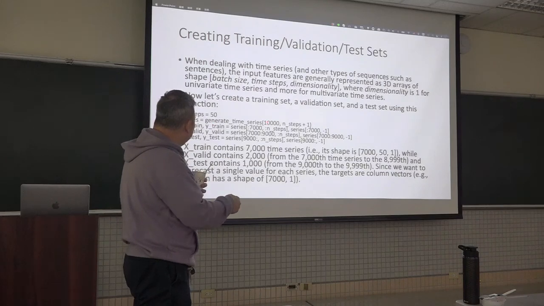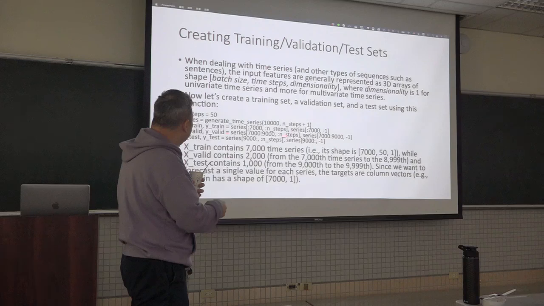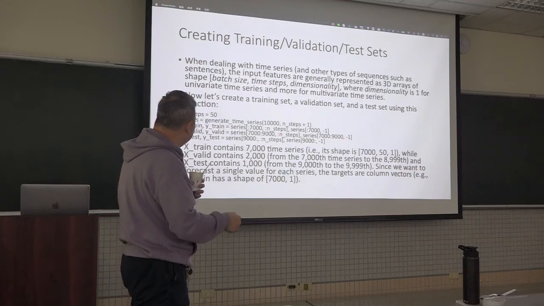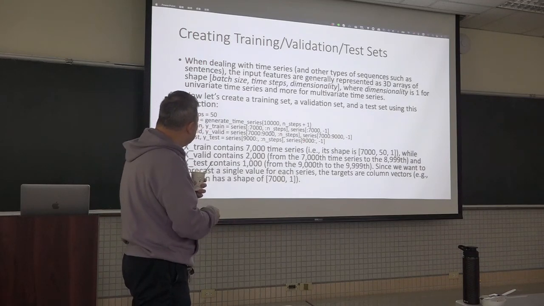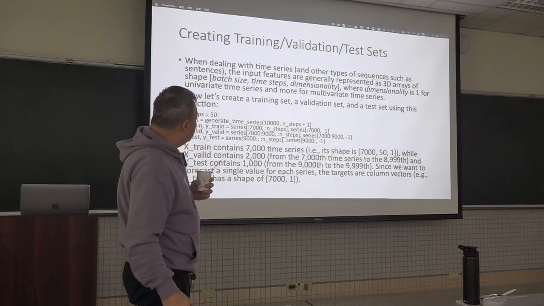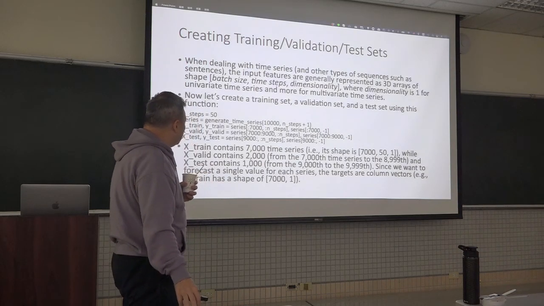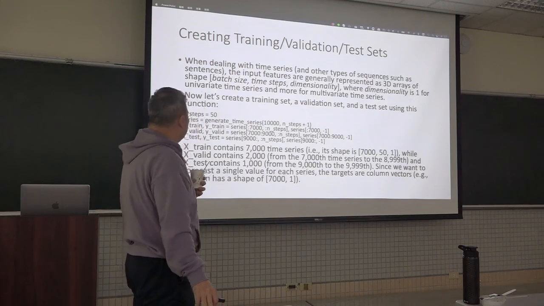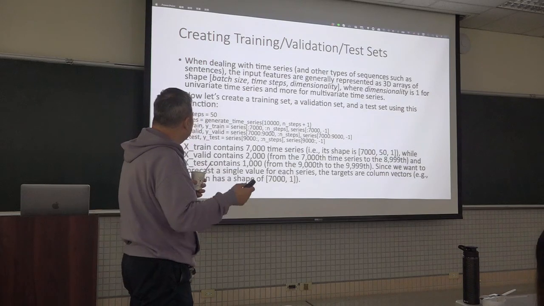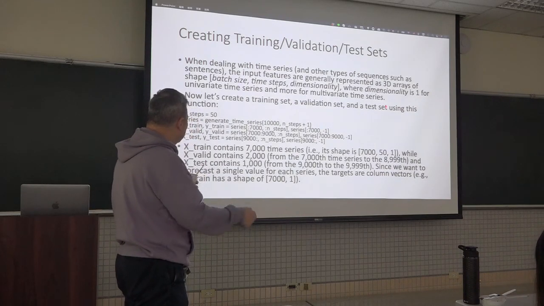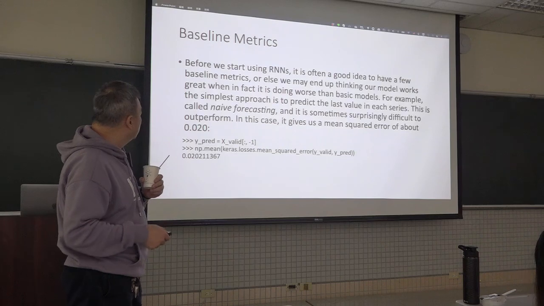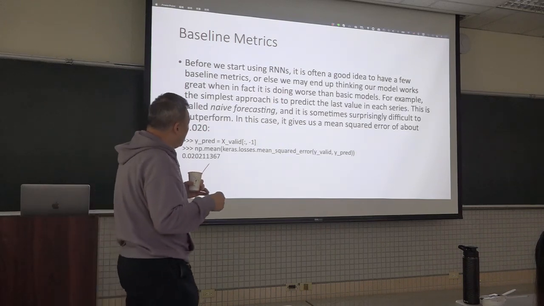So we break this series into 3 different sets. The first one is a training set, the second one is a validation set, and the third one is a test set. The training set has the first 7,000 series out of those 10,000 series. The validation set has the next 2,000. The remaining 1,000 belong to the test set. I think this is very easy to explain. So now we have the data prepared.